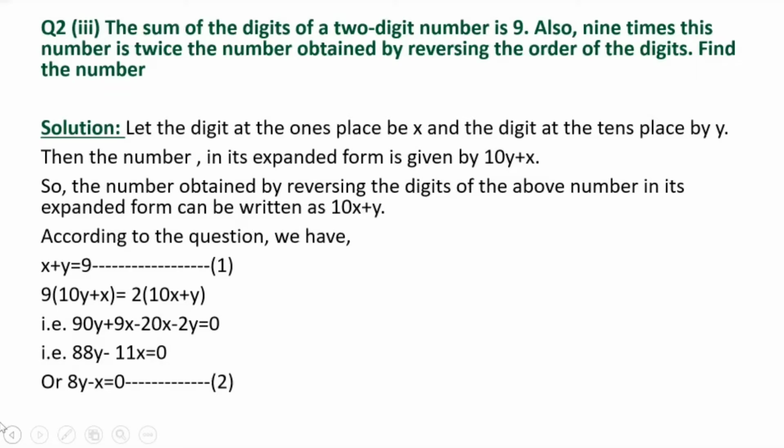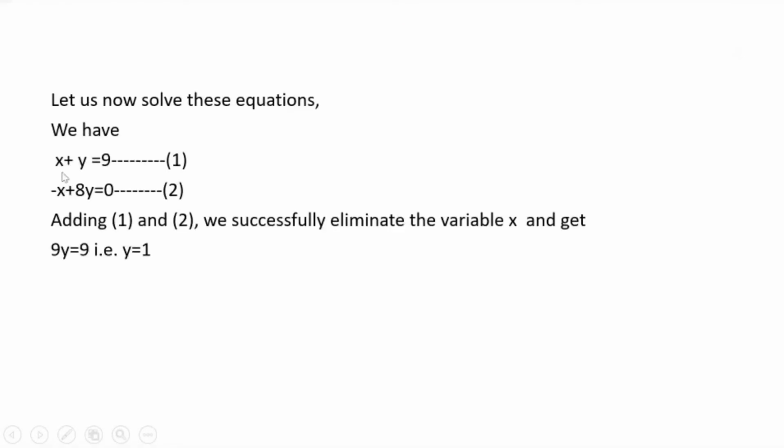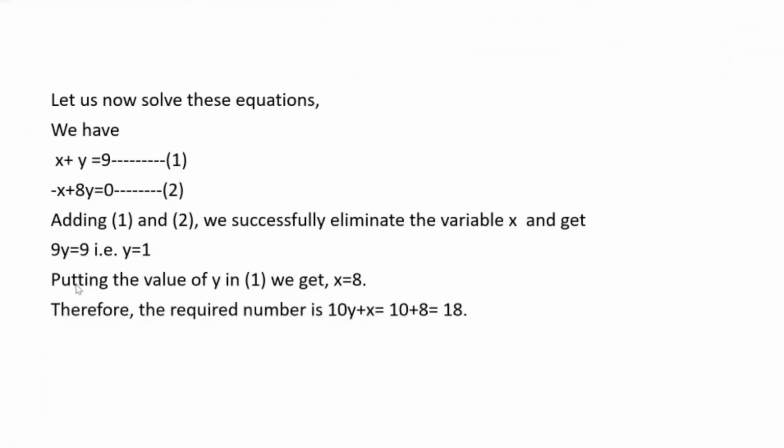I can do it by the substitution method here, or I could have used the elimination method. Both ways will give me the same answer. If I want to eliminate x here, I can simply do it by adding both the equations, or I could have multiplied the second equation by minus 1, got the coefficient of x the same in both cases, subtracted and then got the answer. In any way I do it, I'll get the same answer, as y will come out to be 1, and similarly x will come out to be 8. So the number will be 10y plus x, that means 10 into 1 plus 8, which is equal to 18, the original number.